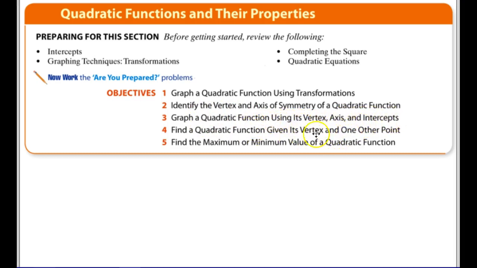Once we're given a vertex and a point, we can find our quadratic function, and then we're going to find the maximum or minimum. And again, when we're finding the maximum or minimum of these quadratic functions, that's the same thing as finding the vertex.